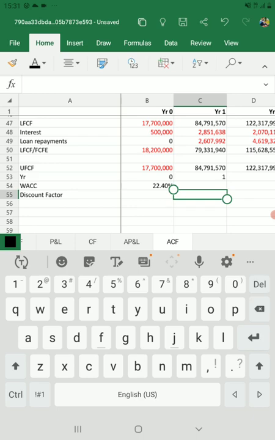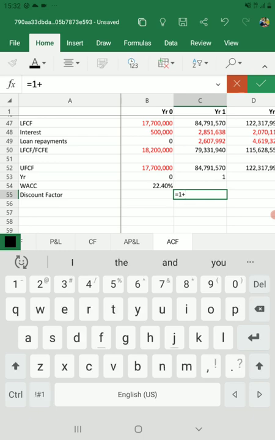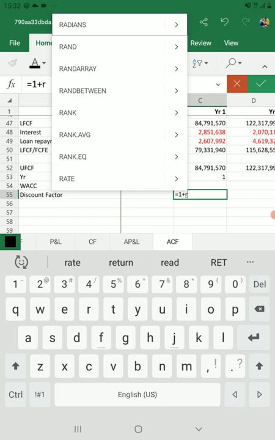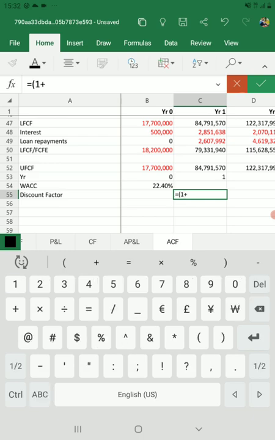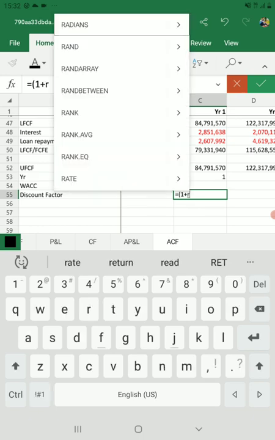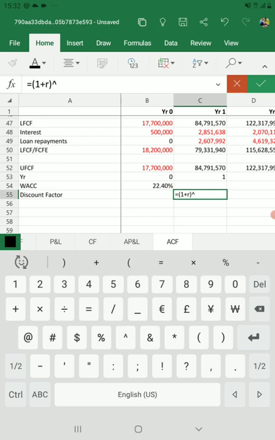for our future cash flows. Okay? So starting from year one, we already have the formula for establishing the factor for the discounting. Let me start with an equal sign. So you say 1 plus R, and let me start with the bracket, 1 plus R, and R in this case is the cost of capital, the discounting factor, then close the bracket, and this is raised to the power of the number of years, that is N.